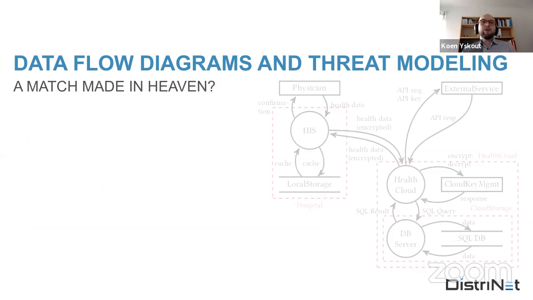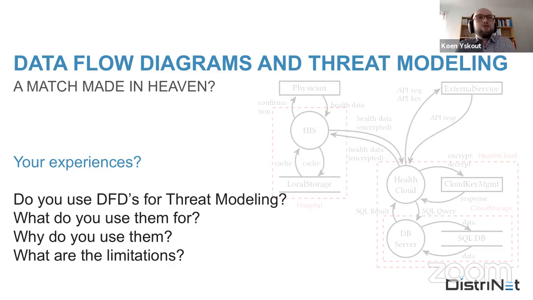Okay, so that's our view for threat modeling as a whole, and I will now zoom in to one particular aspect of threat modeling, and that's the use of data flow diagrams, or DFDs. So as I said, this is part of the structured modeling of our maturity model. And maybe this is a good point to first ask for your experiences on using data flow diagrams for threat modeling. So first of all, do you use data flow diagrams? What do you use them for? Why do you use data flow diagrams, and what are, according to you, the limitations of them? So if somebody wants to share something, open to the floor.